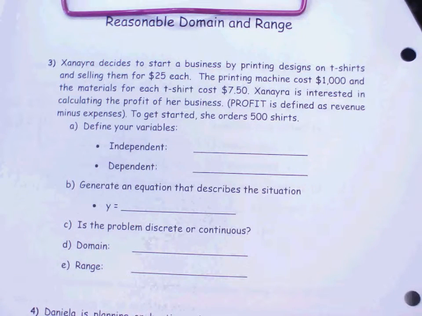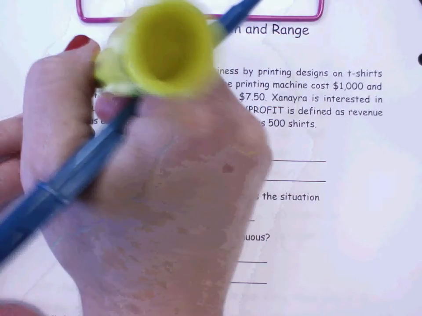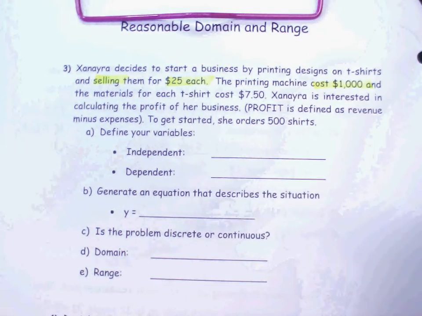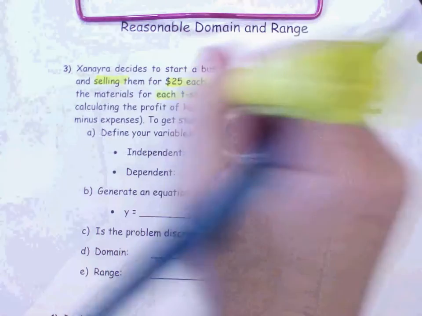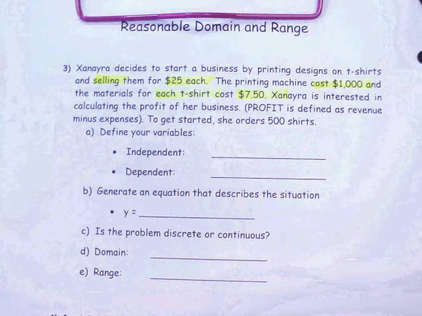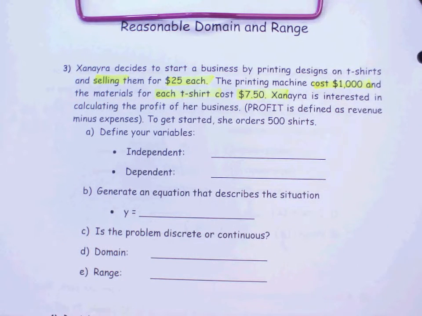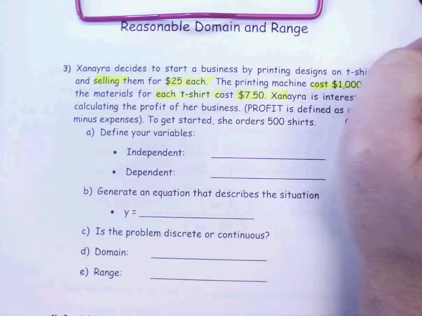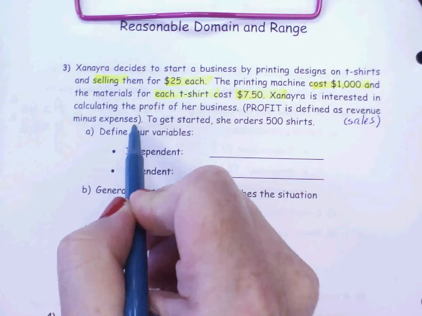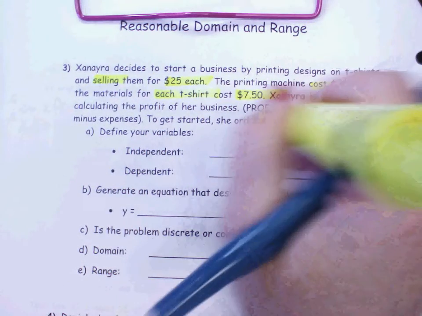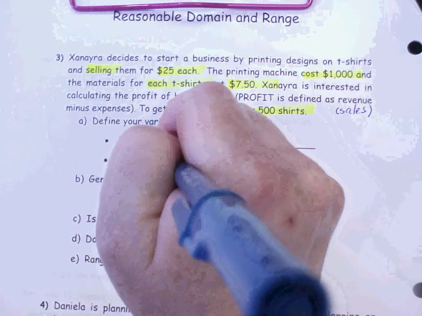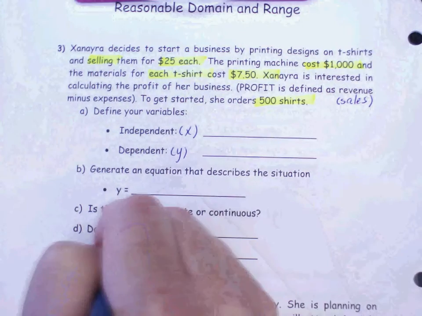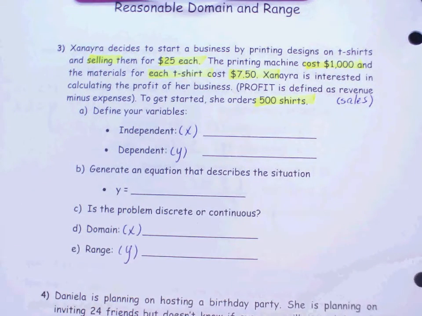All right, Zenaida decides to start a business by printing designs on T-shirts and selling them for $25 each. So we're selling them for $25. The printing machine cost $1,000, and the materials for each T-shirt is $750. Zenaida is interested in calculating the profit of her business. And profit is defined as revenue, which are your sales, minus the expenses. So to get started, she orders 500 shirts. Okay, so dependent would be your Y, independent would be your X, domain is X, range is Y.